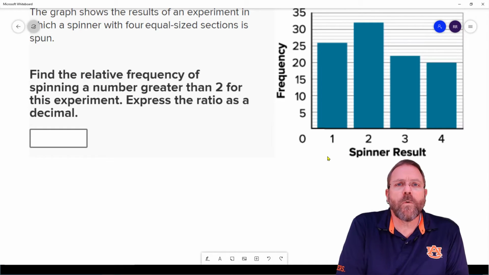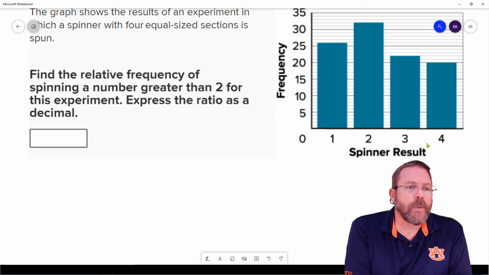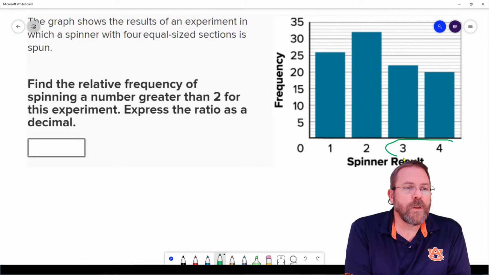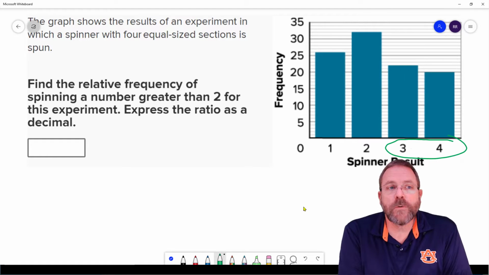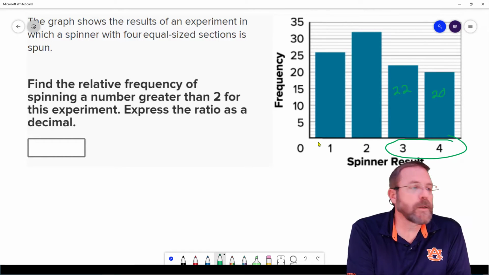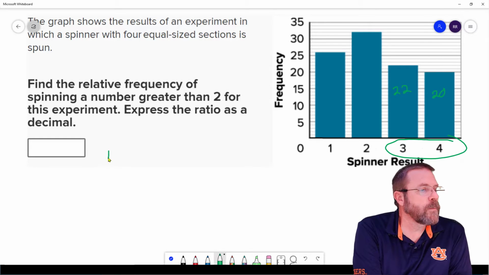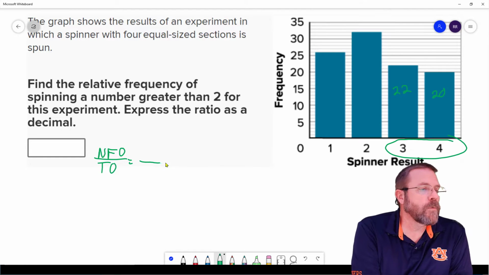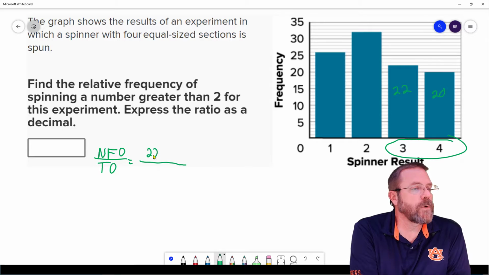First off, we need to figure out which ones meet the requirement. And the ones that meet the requirement are going to be 3 and 4, because 3 and 4 are the numbers greater than 2. If you look closely at the graph, the 3 ended up occurring 22 times, and the 4 ended up occurring 20 times. Now I'm going to set up my formula, which is number of favorable outcomes over total outcomes. The number of favorable outcomes is going to be 22 plus 20.